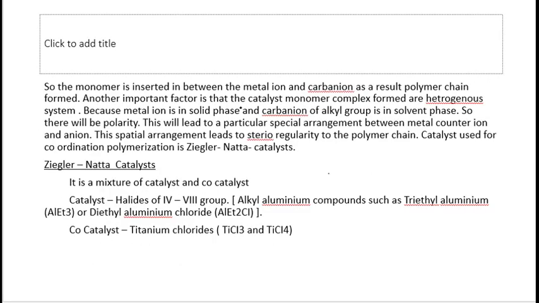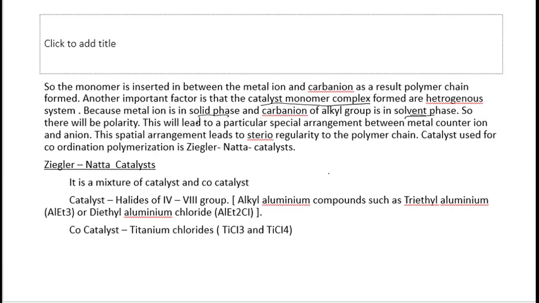Another important factor is that this catalyst-monomer complex forms a heterogeneous system, because the metal ion is in the solid phase and the carbanion of the alkyl group is in the solvent phase. So when this organometallic catalyst reacts with the monomer, it forms a carbanion in the monomer. That carbanion of the alkyl group is in the solvent phase and the metal ion is in the solid phase.